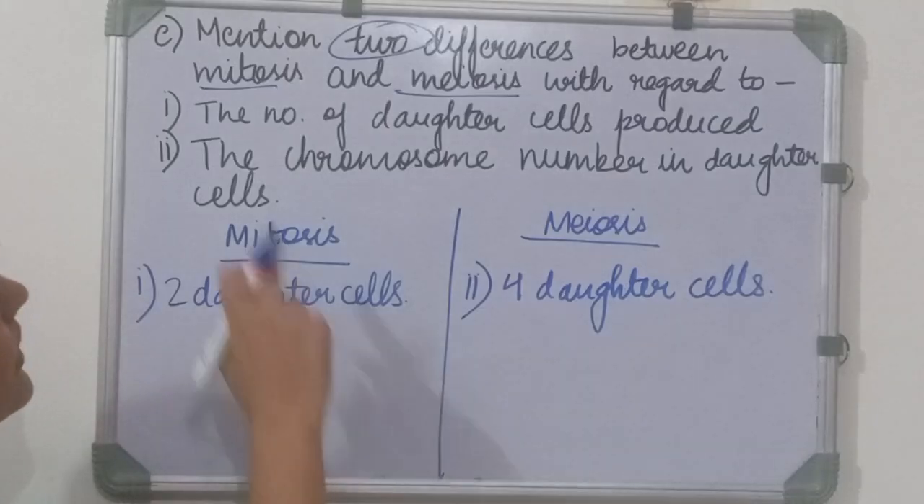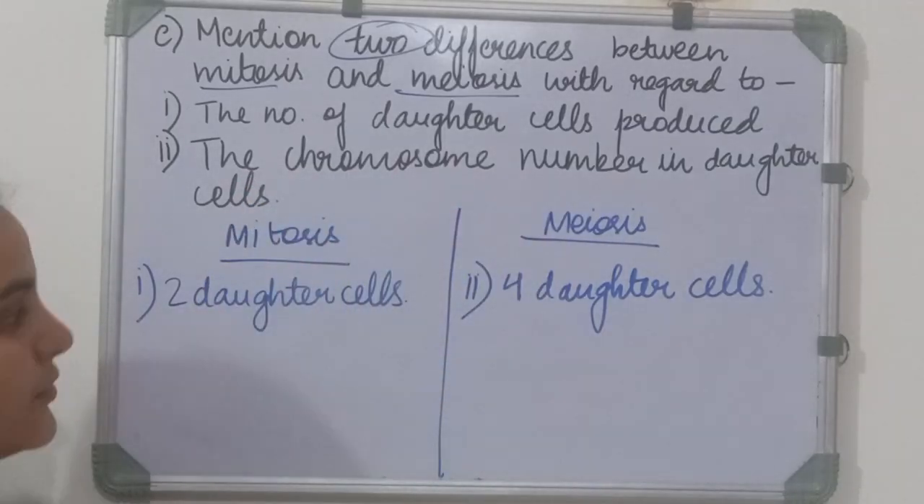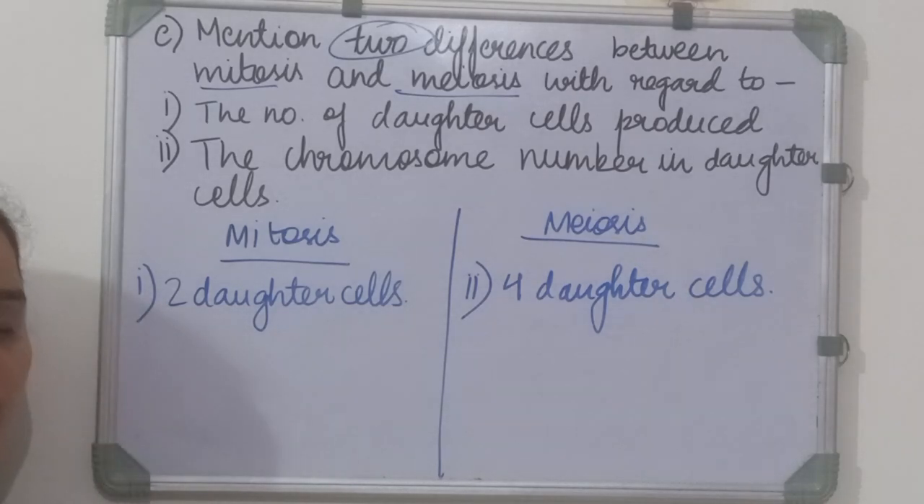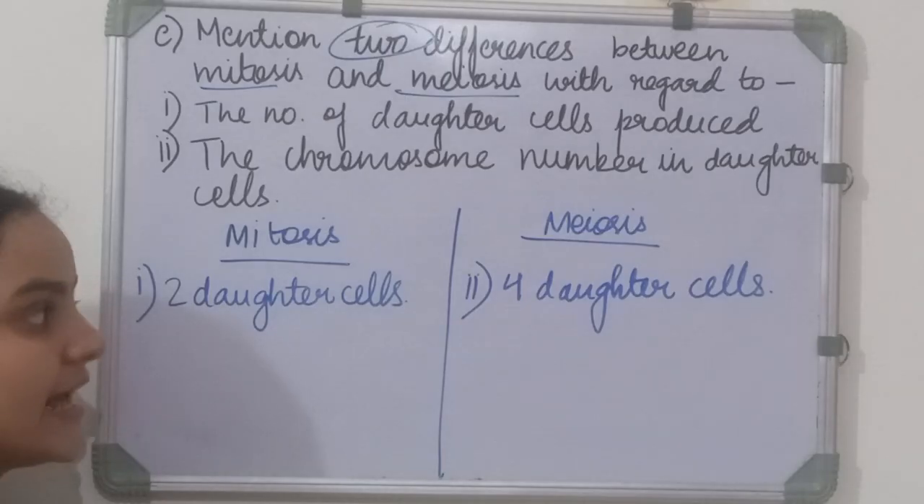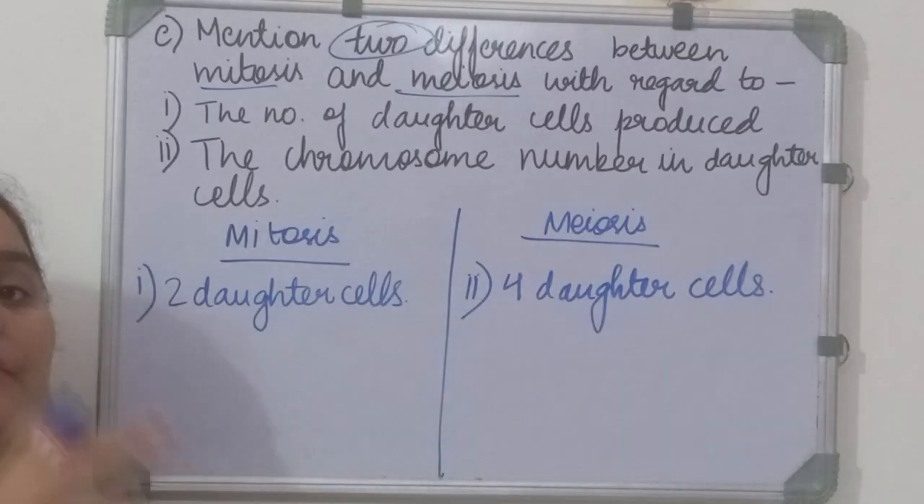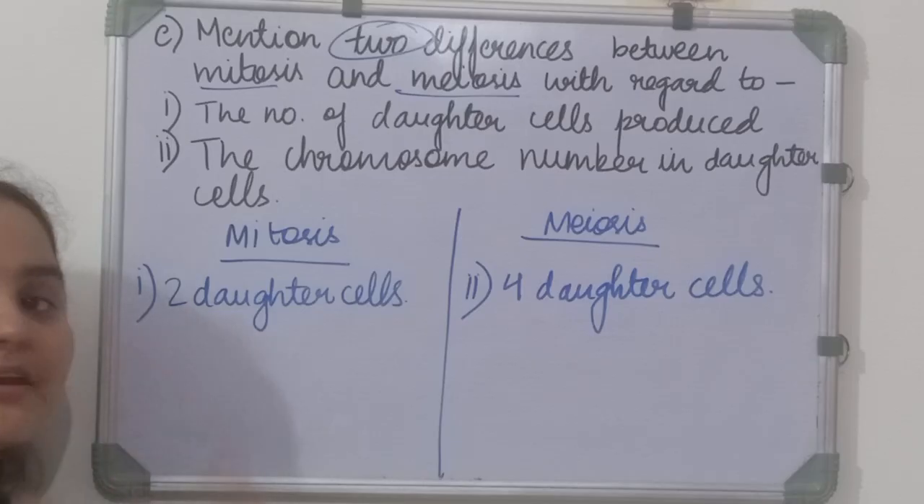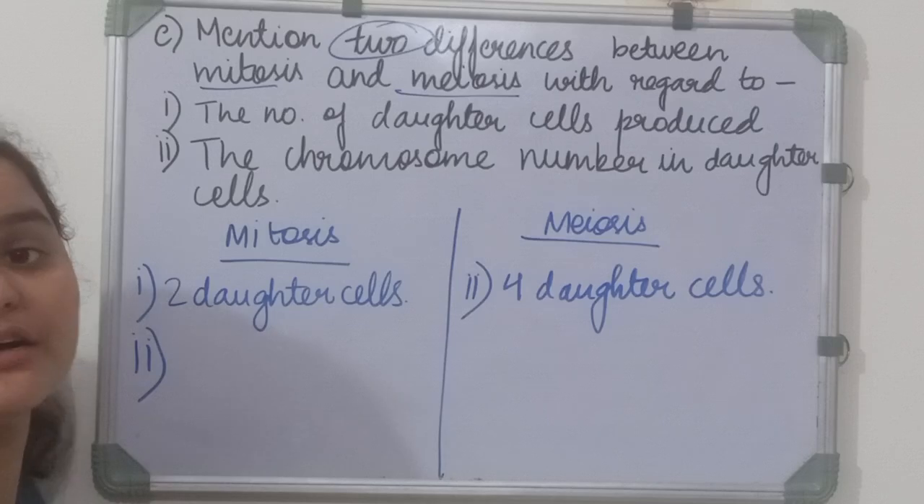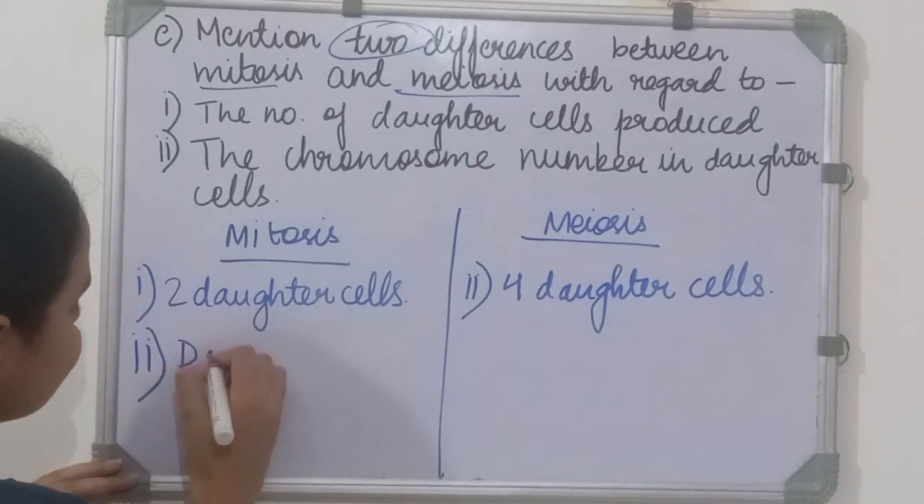Now next part, the chromosome number in daughter cells. Okay, so in mitosis we know that the daughter cells have the same number of chromosomes as that of the parent cell. So if the parent cell is diploid, meaning it has 2n number of chromosomes, the daughter cells will also have 2n number of chromosomes. And in case of meiosis, the chromosome number is halved with respect to the parent cell. So if the parent cell has 2n number of chromosomes, the daughter cells will have n number of chromosomes. So the chromosome number in daughter cells.